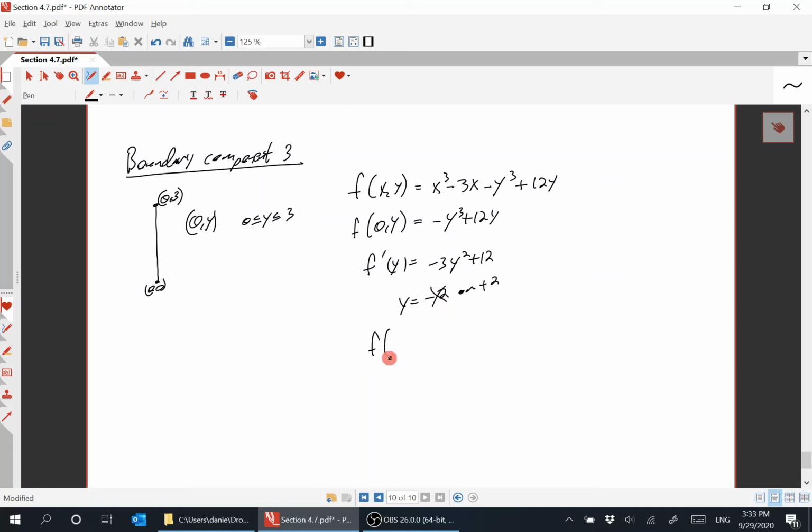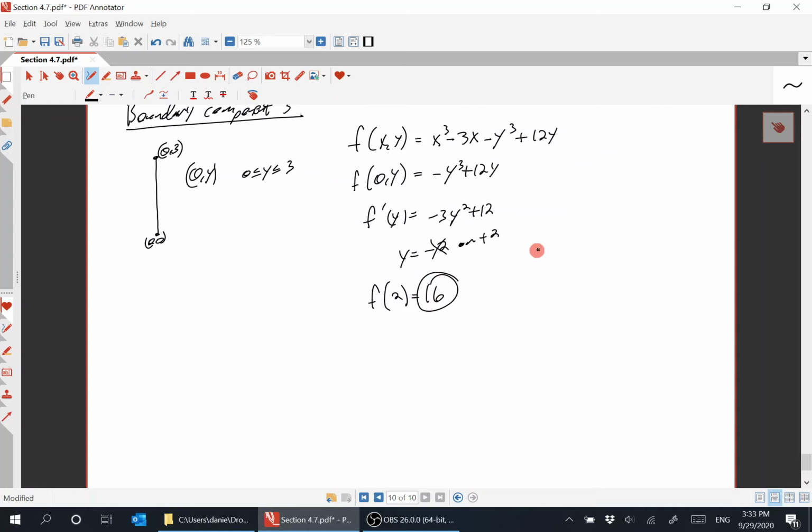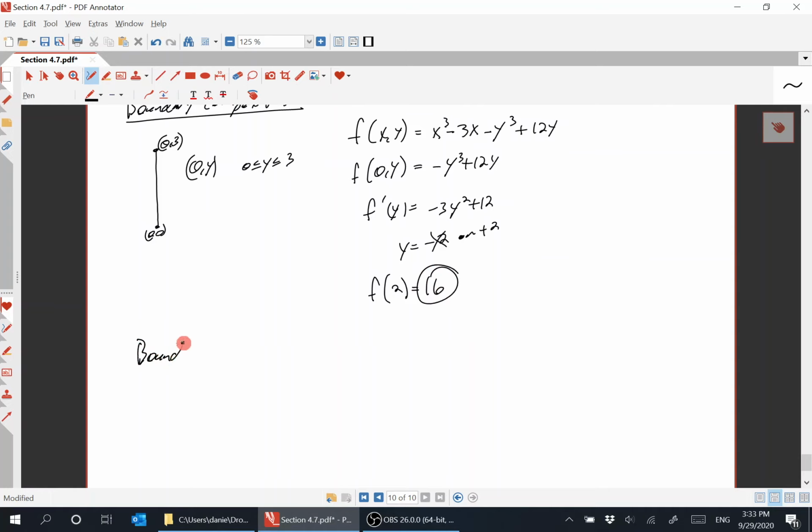So negative 2 is not used there. Now just checking this function at the point positive 2, what do we get? We get minus 8 plus 24, which is 16. And then boundary component 4 is the line from 3, 0 to 3, 3. So these are the points 3, y for 0 less than or equal to y less than or equal to 3.